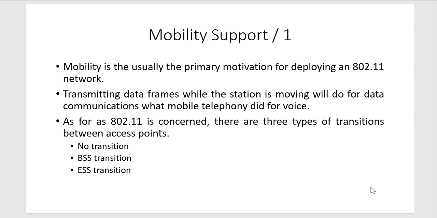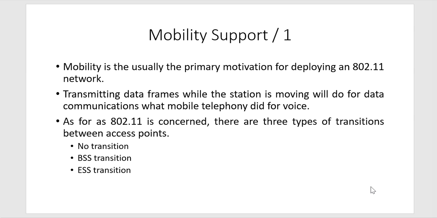Then the mobility support. This is a feature for when a user moves from one place to another. This is the main motivation for which we came up with 802.11 wireless. Mobility is usually the primary motivation for deploying an 802.11 network. When we are transmitting data frames while the station is moving, it does for data communications what mobile telephony did for voice.